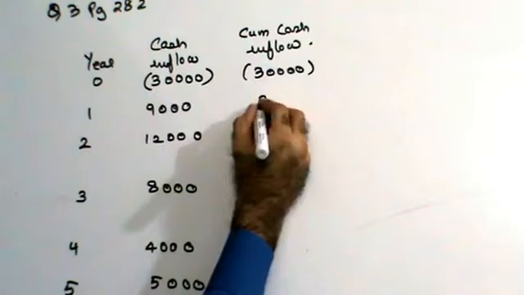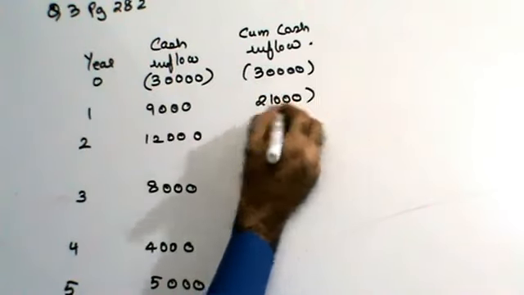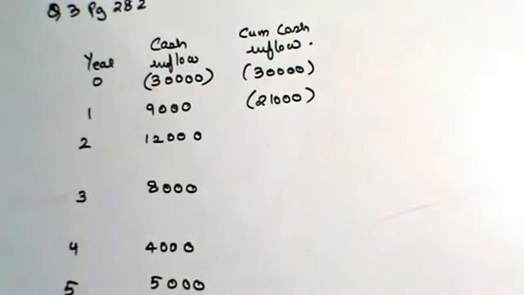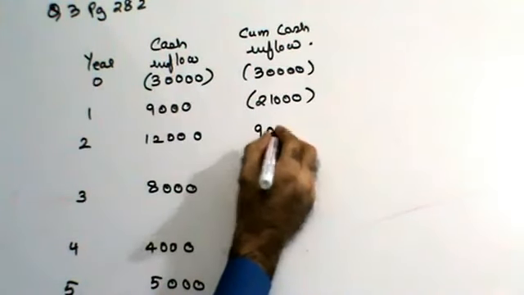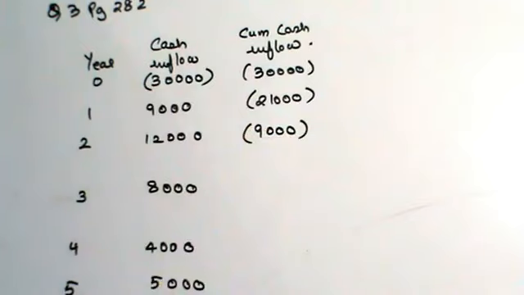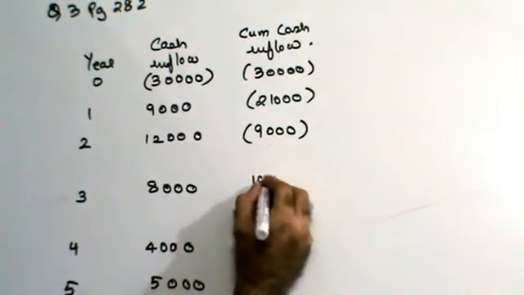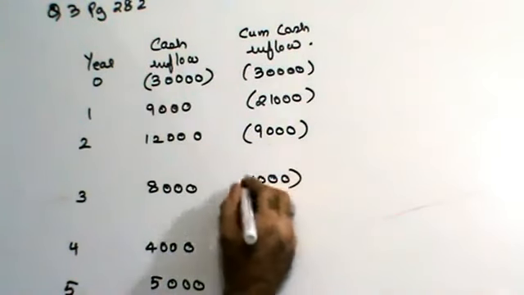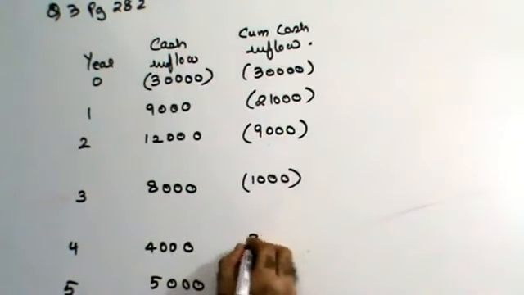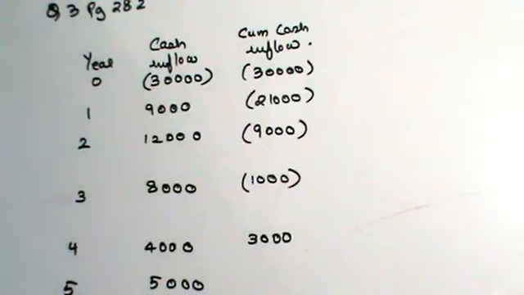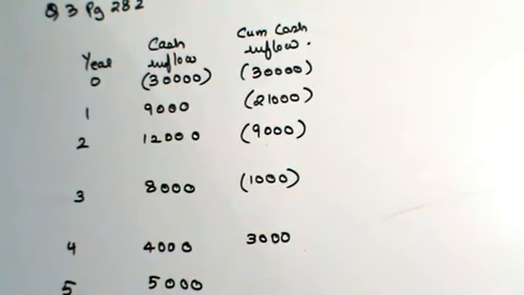30,000 negative plus 9,000 is 21,000 negative. 21,000 negative plus 12,000 is 9,000 negative. 9,000 negative plus 8,000 is 1,000 negative. 1,000 negative plus 4,000 is 3,000 positive. As soon as your cumulative cash inflow becomes positive, you stop.